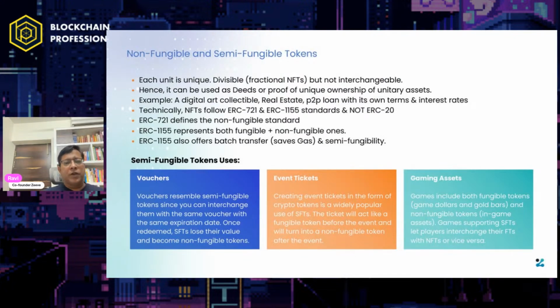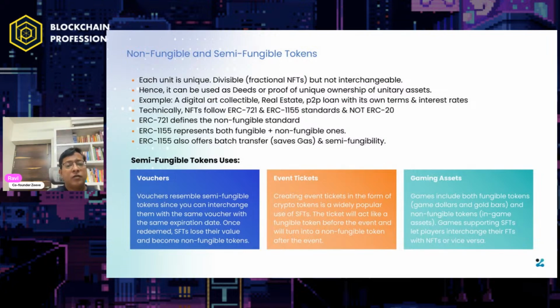So that was fungible tokens. Now coming to non-fungible tokens. Non-fungible tokens are tokens which represent non-fungible assets. So if you talk about, let's say, real estate or digital art collectibles, or it can be a peer-to-peer loan, these are different non-fungible assets, and the tokens which are designed to represent these kinds of non-fungible assets are called non-fungible tokens. Primarily two standards, ERC 721 and ERC 1155.